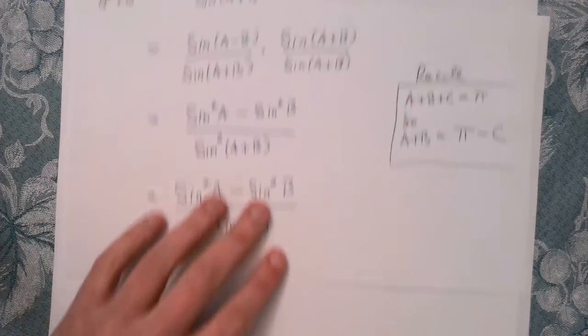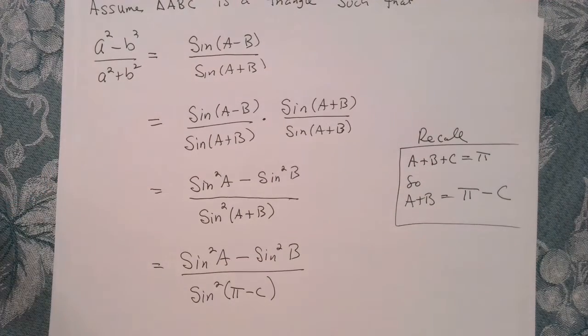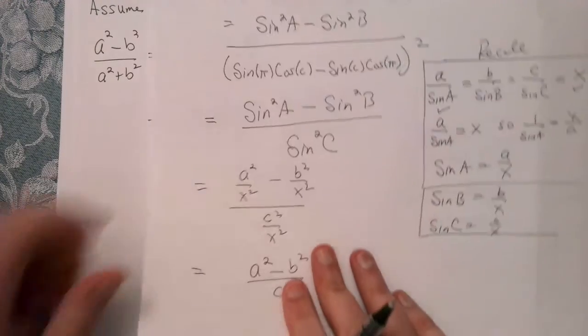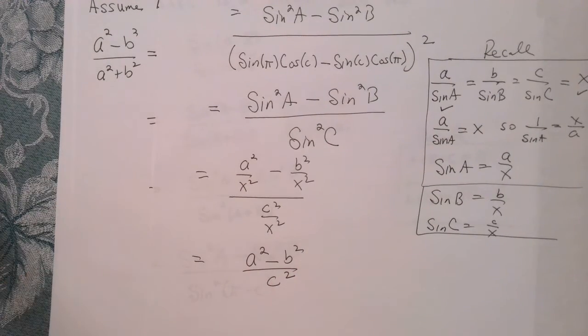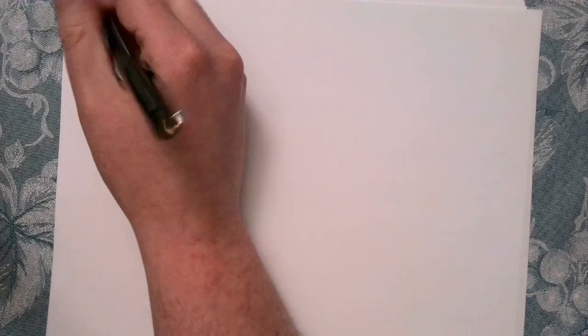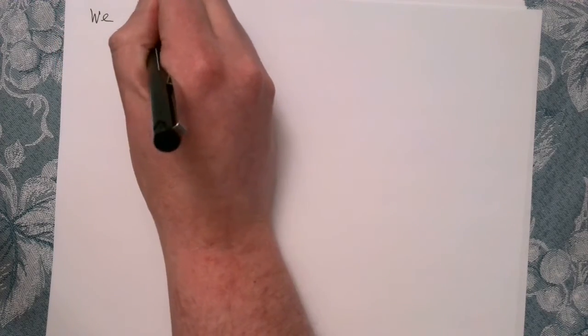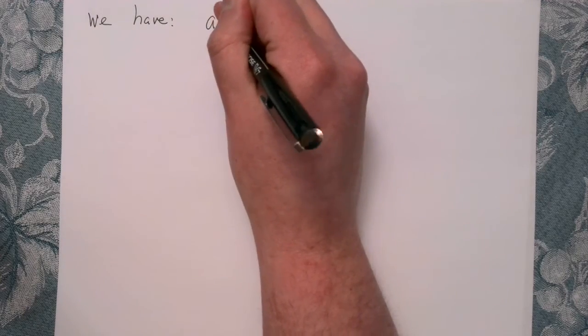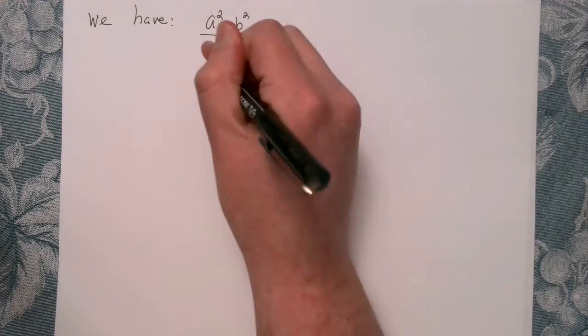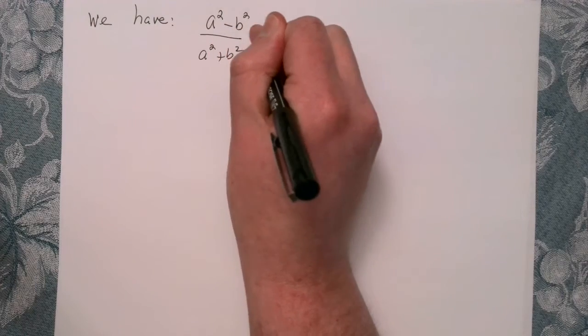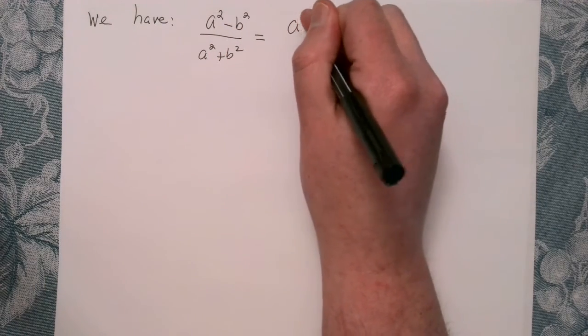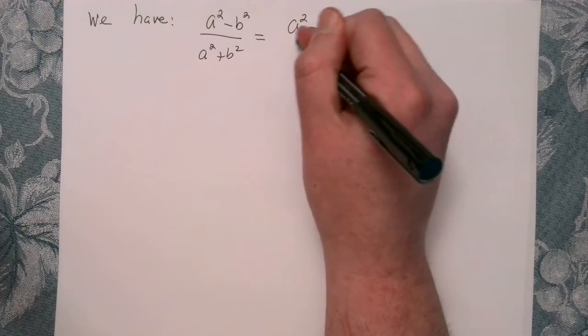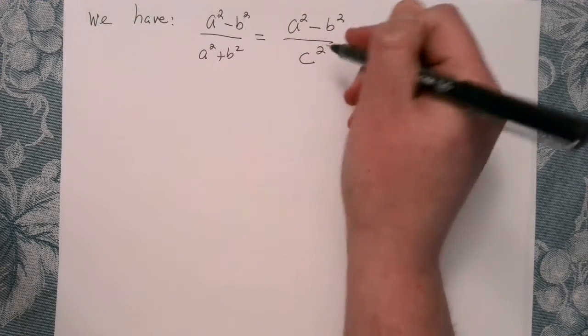So going back, our left side looked like this. And again, our goal is to equate it to this simplified right side here. And we'll see what's up with that. So maybe I'll say we have a squared minus b squared over a squared plus b squared. And we said that's equal to a squared minus b squared over c squared.